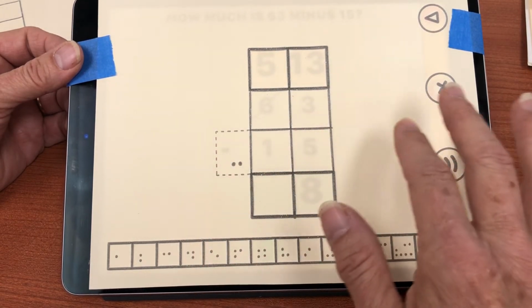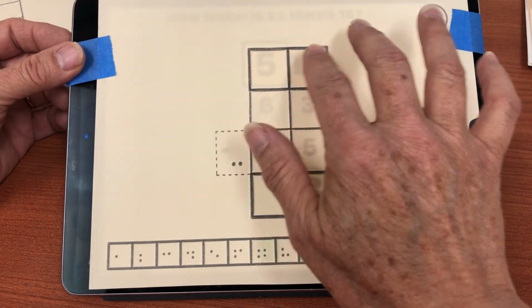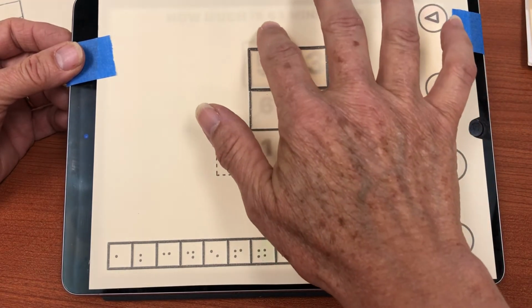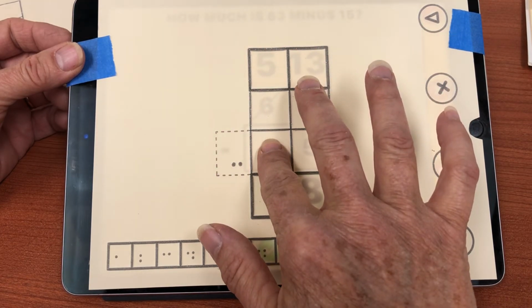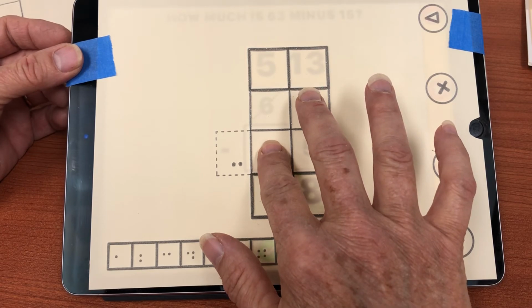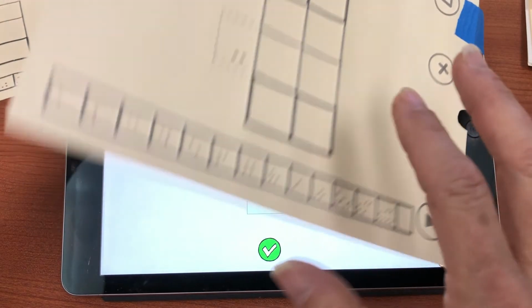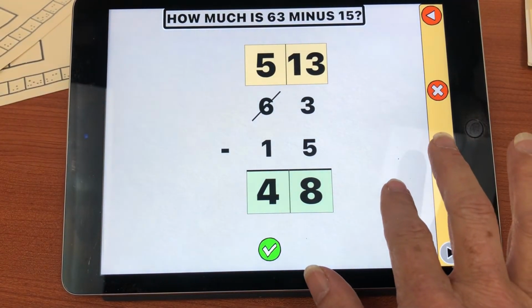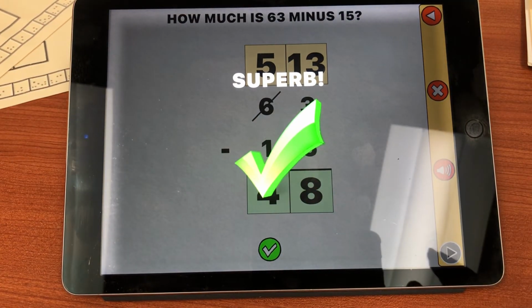5. So now how much is 63 minus 15? Let me look at my tens column. Regroup 5. 6 borrowed. 1. So that means 5 minus 1 equals 4. Okay, so now I have 63 minus 15, I have 48. Answer button. Dismiss.